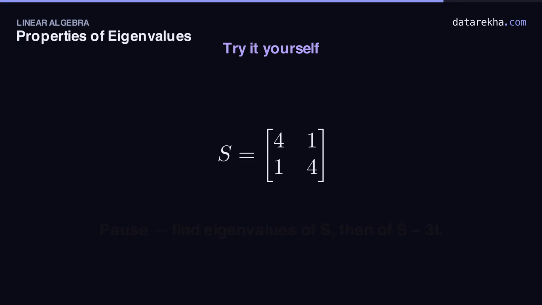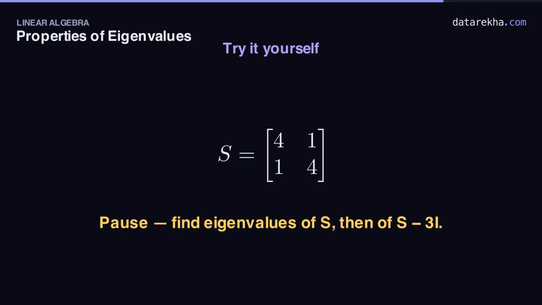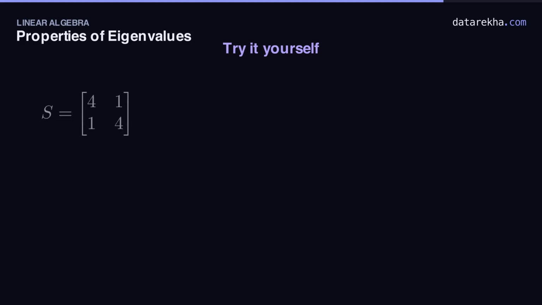Your turn. Here is a symmetric matrix S. Pause the video and find two things: the eigenvalues of S, and then the eigenvalues of S minus 3I. I'll wait. Here's the walkthrough.